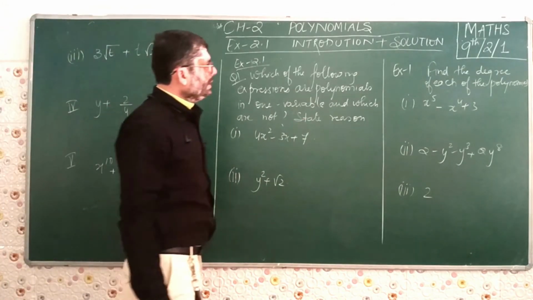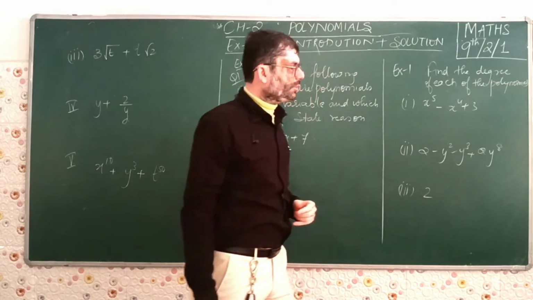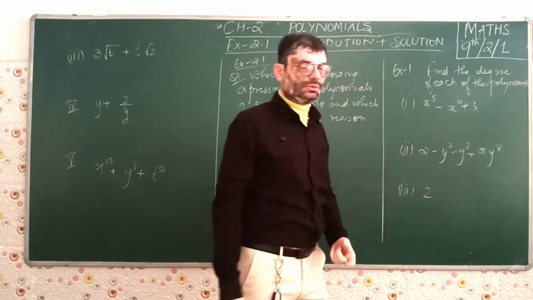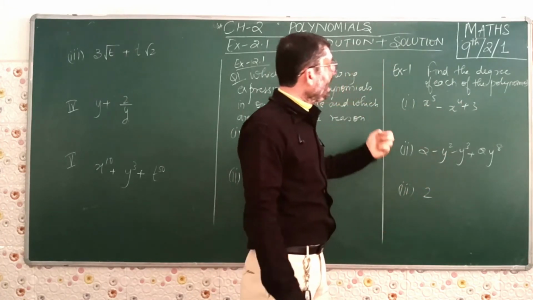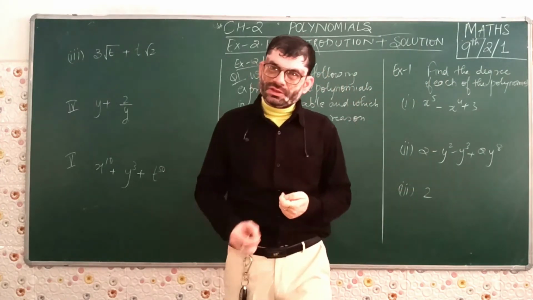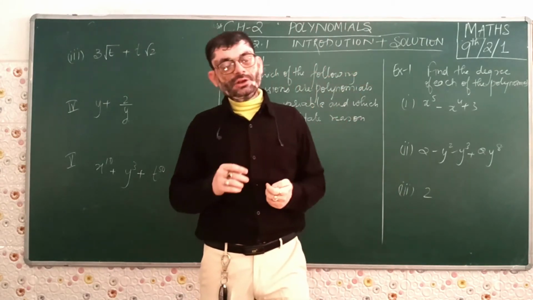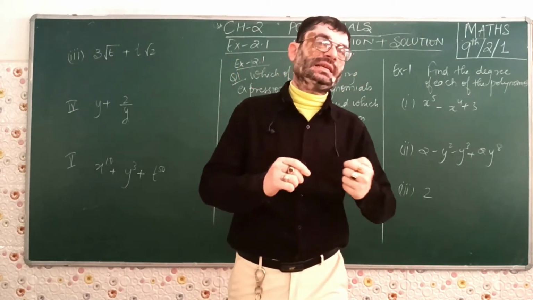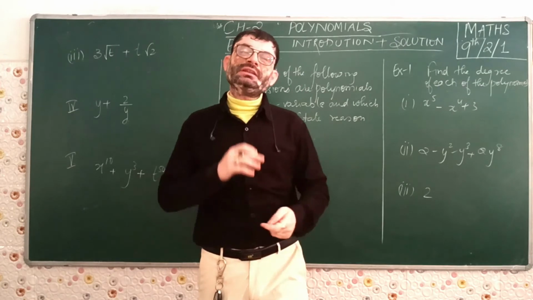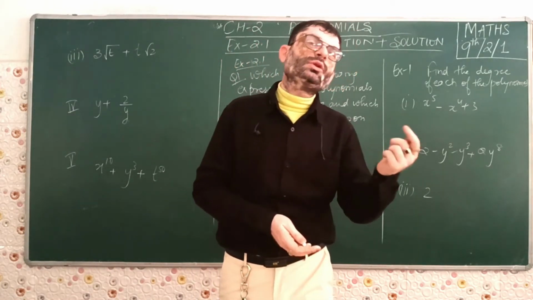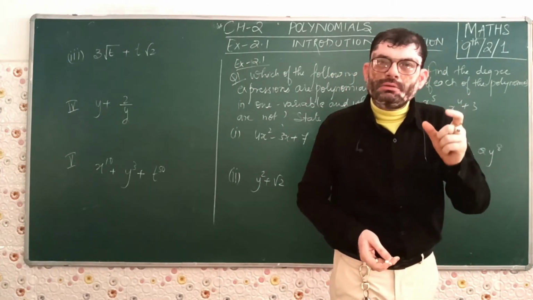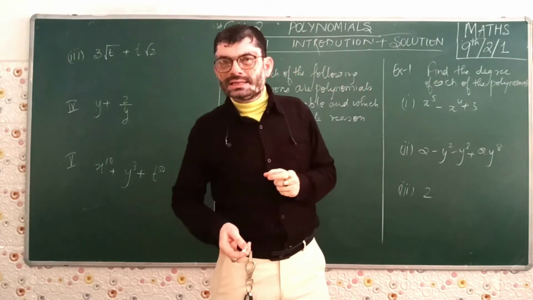Let us move on with example number 1 from section 12.1. We need to find the degree of each of the polynomials that are given to us. We are given 3 bits, 3 questions, and in each we will have to find the degree of the polynomial. What is the degree of the polynomial? We have just discussed now. The degree of the polynomial is the highest degree of the variable that is being used in the polynomial. If it is a polynomial with number of terms more than 1, we will have to observe the variable with the highest power, and that highest power will give me the highest degree.